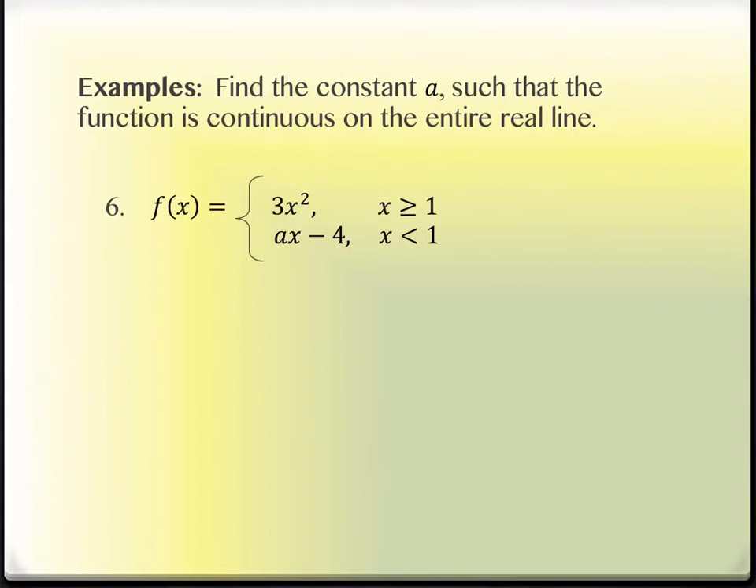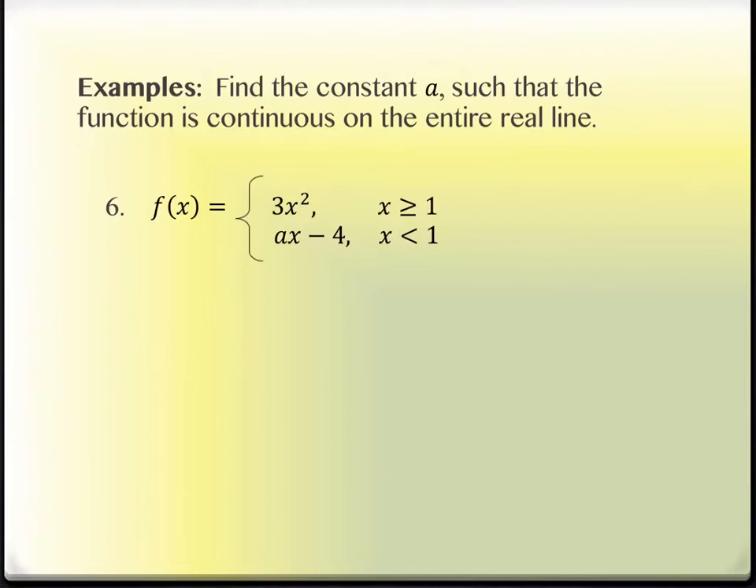Okay, so we're going to find a constant a such that the function is continuous on the entire line. I'm going to just sketch what's going on here as a general statement. The 3x squared is obviously a parabola, right? And ax minus 4, if a is a constant, is clearly a line. So we have some of the graph being a parabola and some of the graph being a line, and it changes its definition at x equals 1.